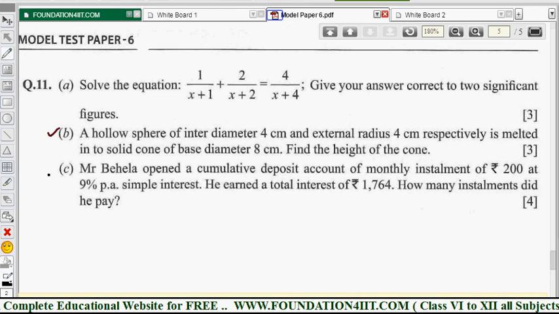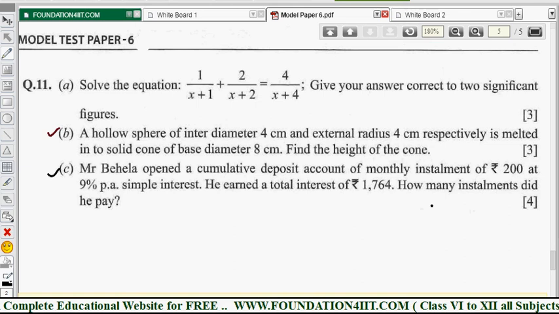This is from installments. This is a banking topic. Mr. Behela opened a cumulative deposit account. Okay, recurring deposit or cumulative deposit account is the same. Monthly installment is 200 at 9% per annum simple interest. He earned total interest of 1764. How many installments did he pay? Number of installments only we need to find out.